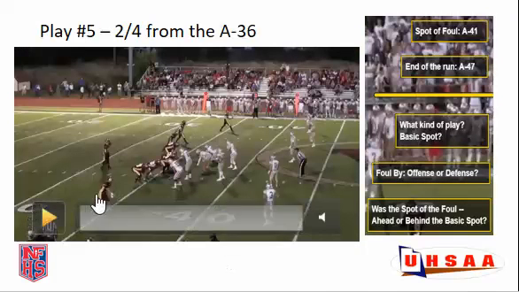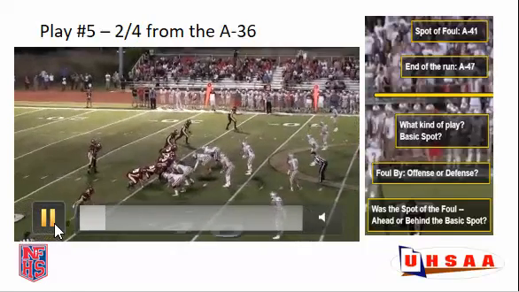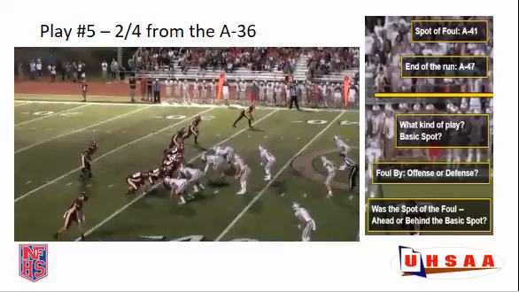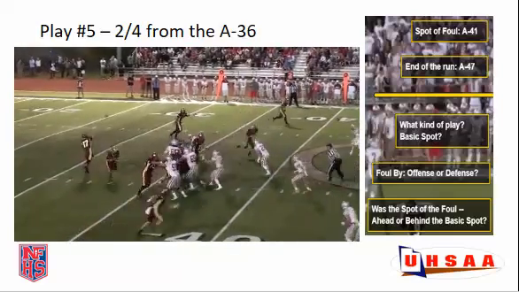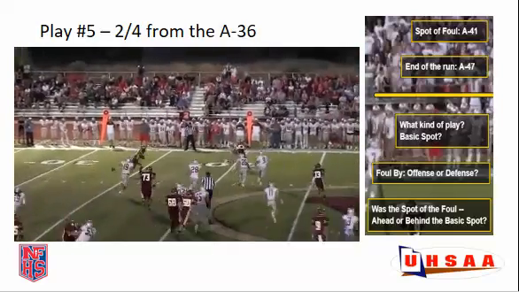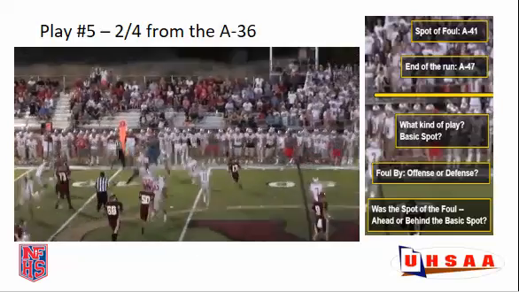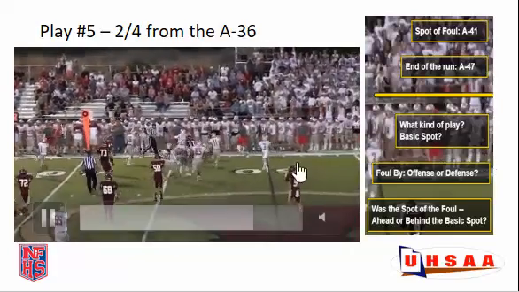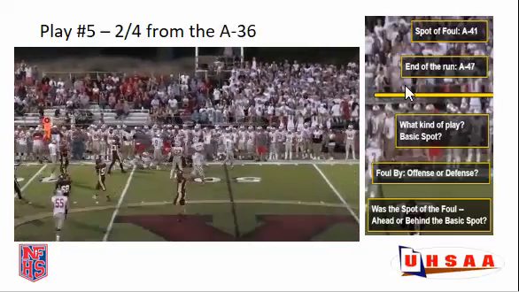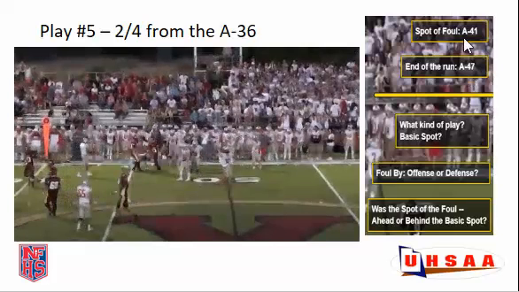Lastly, I want you to watch the wide receiver on this play out here. And let's talk about this one. Pass is thrown to the slot receiver, and there's a hold at the 41 yard line. The receiver is then tackled and wrestled out of bounds down at the 47 yard line. Spot of the foul is the 41, and the play originated at the 36. What kind of a play is this?